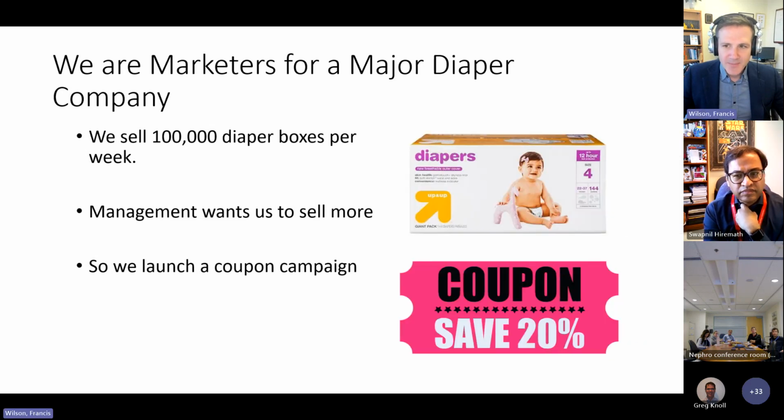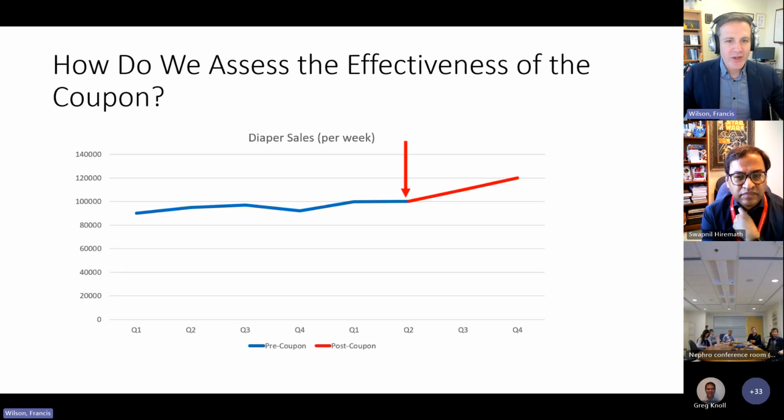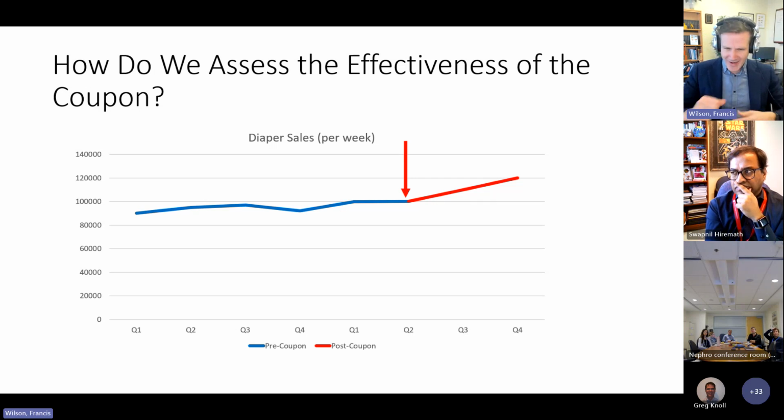There's our diapers. Okay, so we're going to launch a coupon campaign. And we look at our sales, and here's our diaper sales per week, pre and post coupon. And certainly, it looks to me like sales went up after we released our coupon campaign. And you could do a study of this. You could test this statistically, right? This is a standard kind of before-after design.